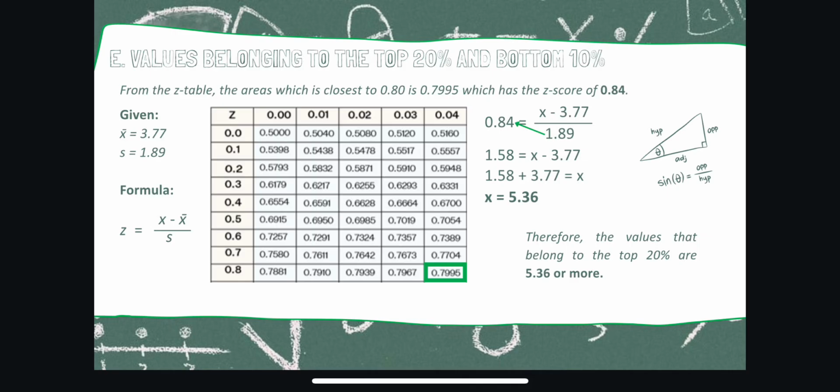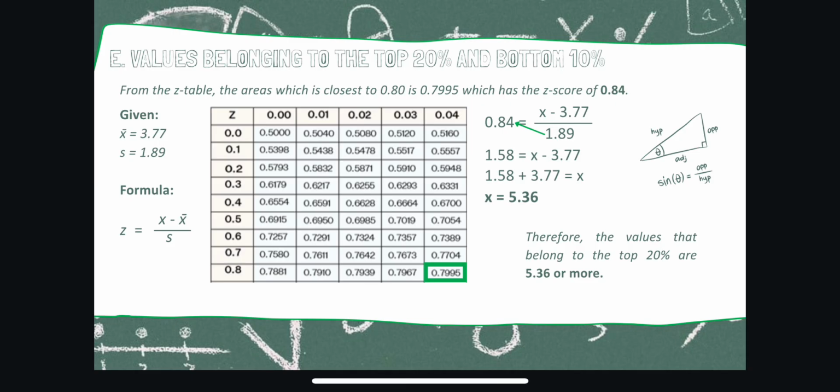Our part is to determine dataset 5. My part is to discuss what values belong to the top 20% and the bottom 10% of the data. For letter A, we determine the values that belong to the top 20% and the bottom 10% of the data using the Z table, the normal distribution formula.